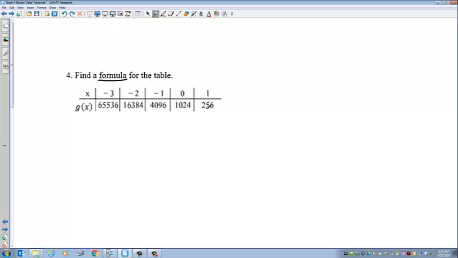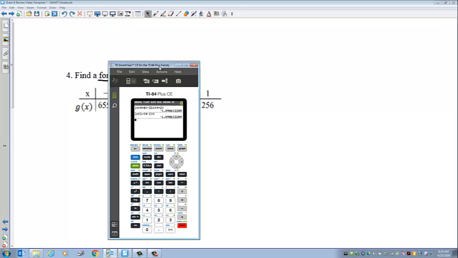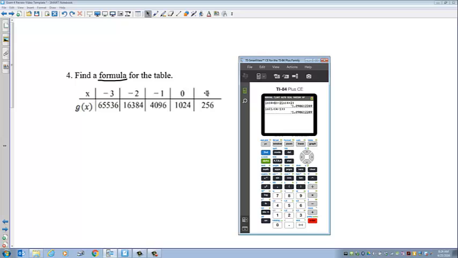And so you'll notice if you try to subtract these outputs, you don't get the same number each time. So 256 minus 1024 is one number, whereas 1024 minus 4096 is another number. So it's not linear. But if you take the outputs and you divide them, always the final over the initial, if you take 256 and divide it by 1024, you're going to get 0.25.